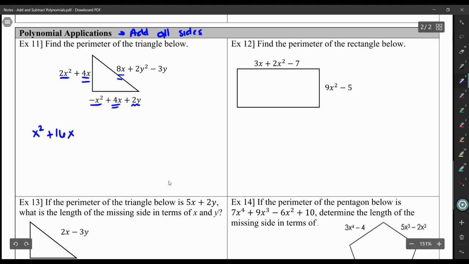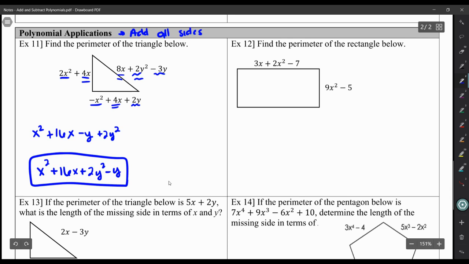Then we have 2y and negative 3y to make a negative 1y. And then 2y squared is left without a like term. And so if I reorder these to be in the correct order, we have x squared plus 16x plus 2y squared minus y.